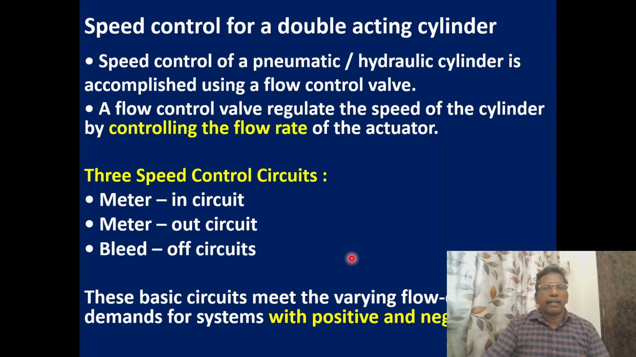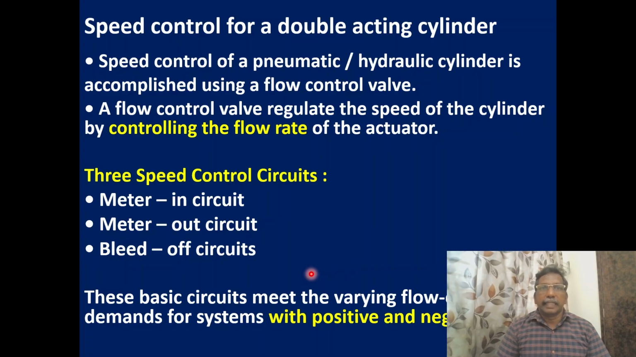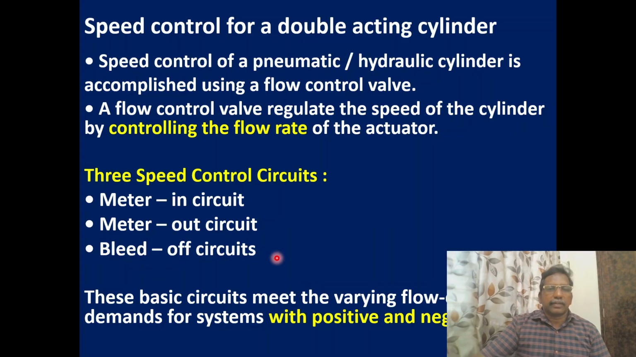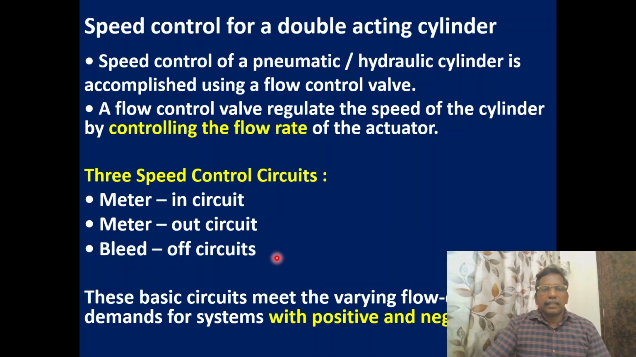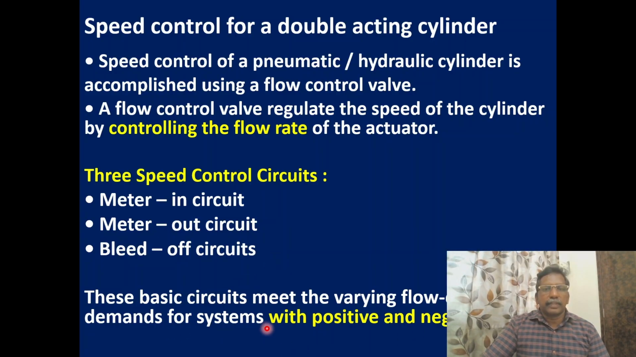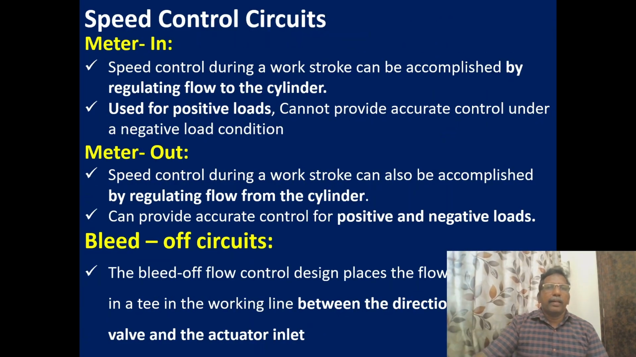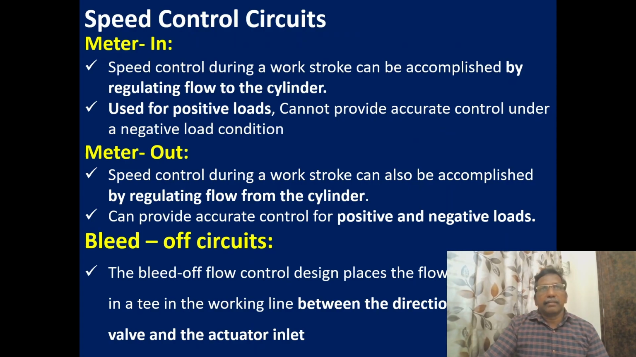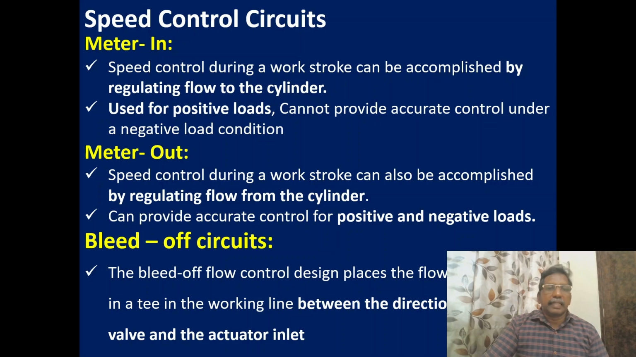actuator. There are three different types of speed control circuits. One is the meter-in circuit, another one is the meter-out circuit, and another one is the bleed-off circuit. These basic circuits meet the varying flow control demands for systems with positive and negative loads. These three, meter-in, meter-out, and bleed-off, help to fulfill the demands for systems with positive and negative loads. So we have to know what they mean: meter-in, meter-out, bleed-off.